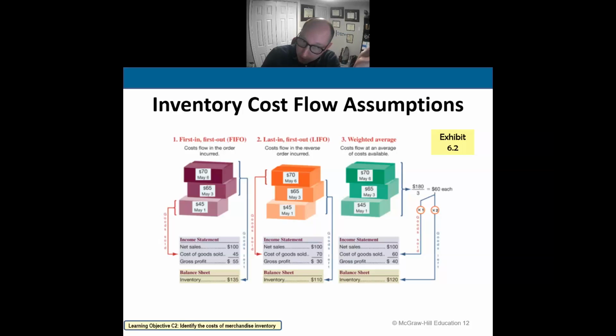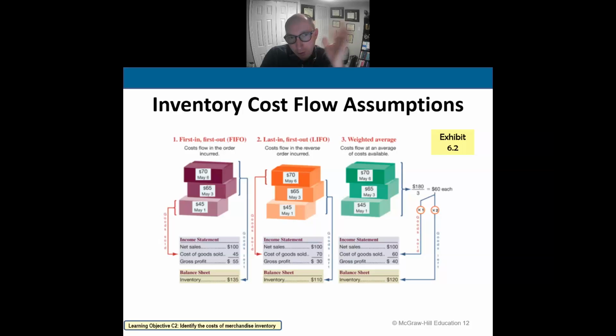Makes sense? 100 minus $70 gives me gross profit 30. My remaining inventory is 110. $65 plus $45, 110. Good so far? Makes sense, yeah? Okay.